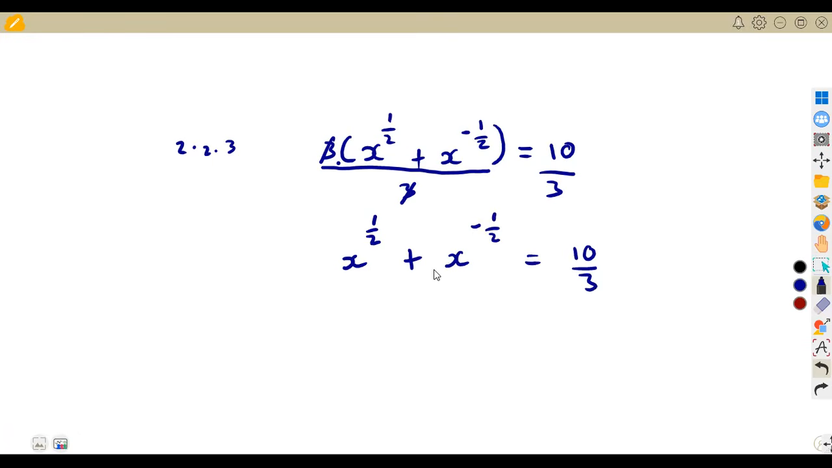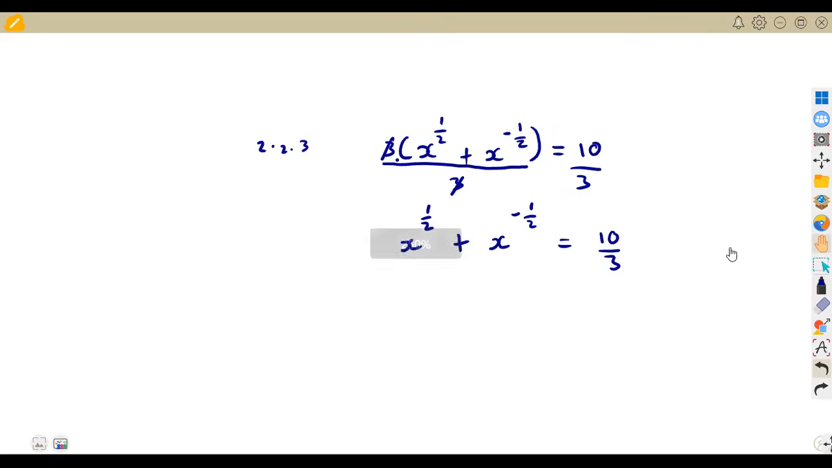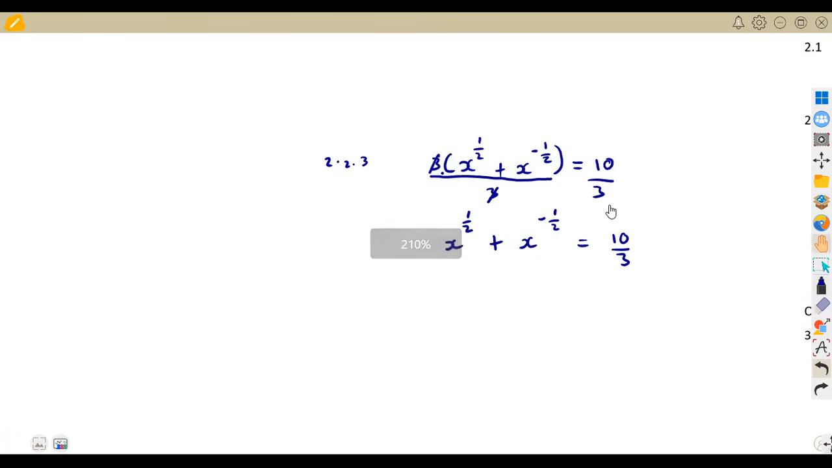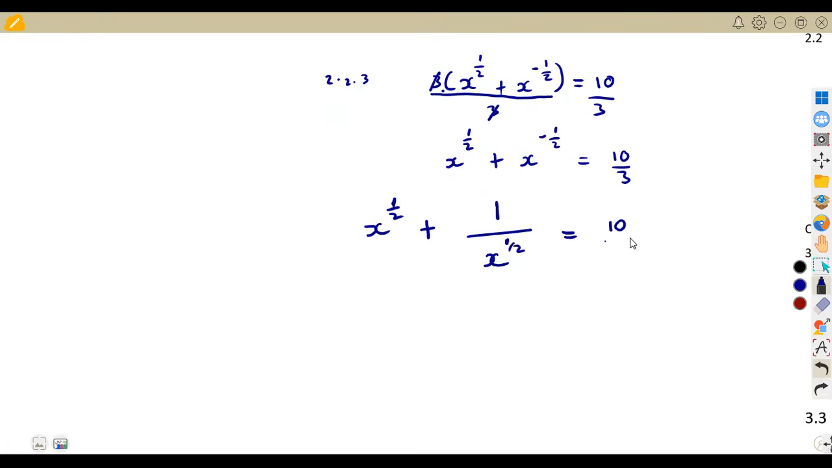What is it that we understand? We understand that a negative exponent means 1 over. So to remove a negative exponent, we remove the negative by introducing 1 over. That is what we understand from our exponents. So this will be x to the exponent of a half plus, to remove the negative exponent, 1 over x to the exponent of a half, which is equal to 10 over 3.